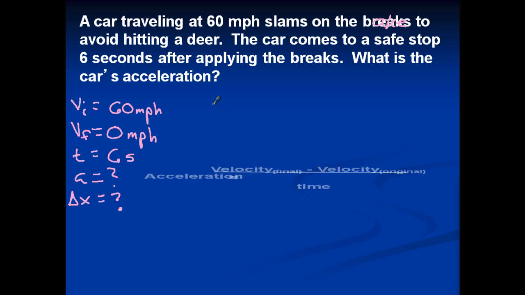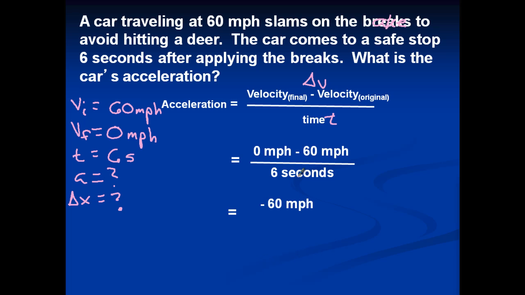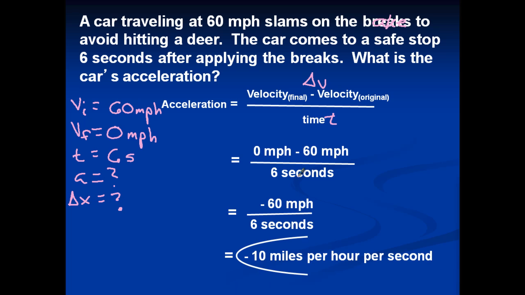Next step, we write down the equation we're going to use to find this acceleration. So this is your change in velocity over your time. Plug in what you know. We know the final velocity is 0 miles per hour. We know the initial is 60. We know the time is 6 seconds. Carry out, simplify. 0 minus 60 is negative 60 over 6 seconds, or you get negative 10 miles per hour per second. Always circle your answer.